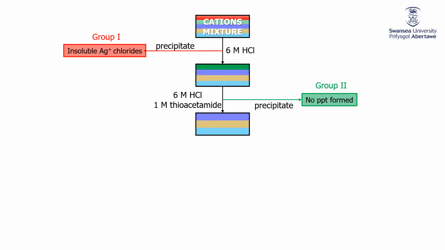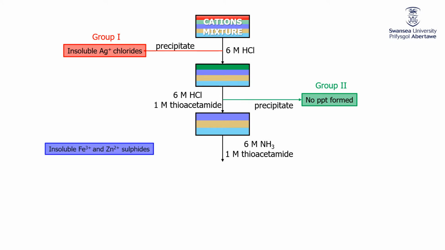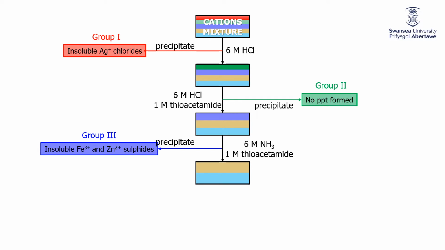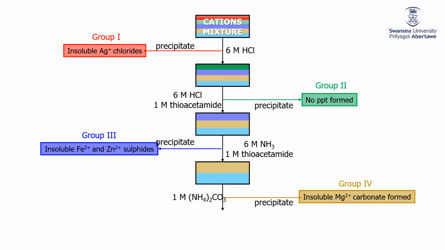With that same solution, you can then add 6 molar NH3 and 1 molar thioacetamide to test for group 3 cations, which would form insoluble sulfides. For group 4 analysis, you would add 1 molar ammonium sulfate to see if any insoluble carbonate precipitate is formed. And then for group 5 cations, you can test for them via flame tests.